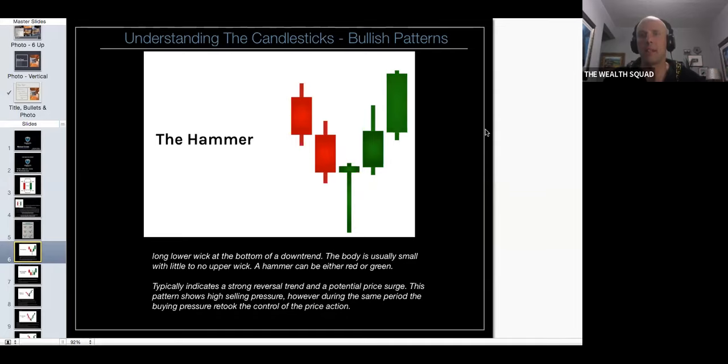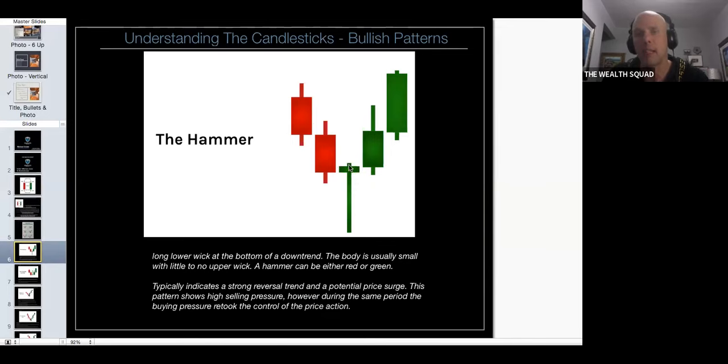Basically, with the hammer candles, this middle one is your hammer candle. It's going to have the long lower wick at the base, or the bottom, of the downtrend. You read this chart from left to right, that's how you read stock charts. So at the base of the downtrend, you're going to have the longer wick. The body's usually going to be small, with very little to no upper wick.